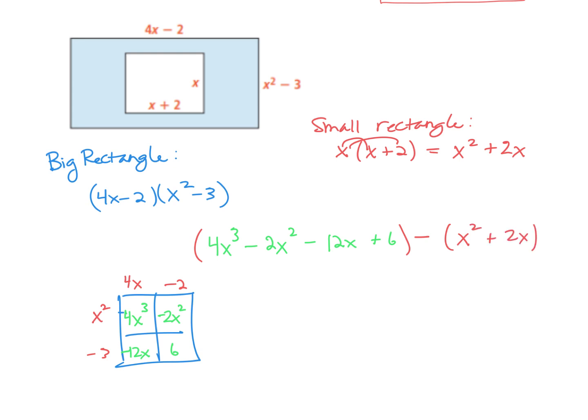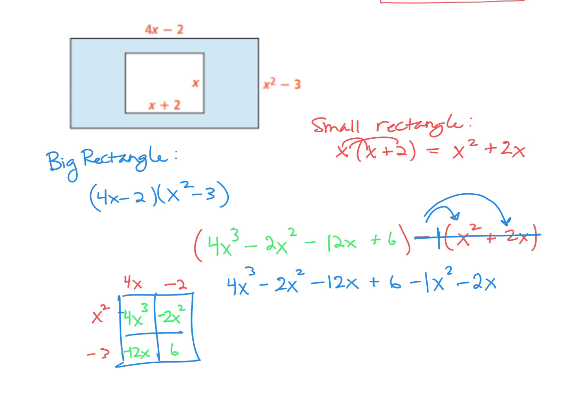When we subtract, remember on the first page we talked about the best advice I could give you for subtracting is to make this a negative 1 and distribute. Negative 1 times x squared is negative 1x squared. Negative 1 times 2x is negative 2x. And then we cross it off because we took care of that subtraction. I'm going to carry down the 4x cubed minus 2x squared minus 12x plus 6.